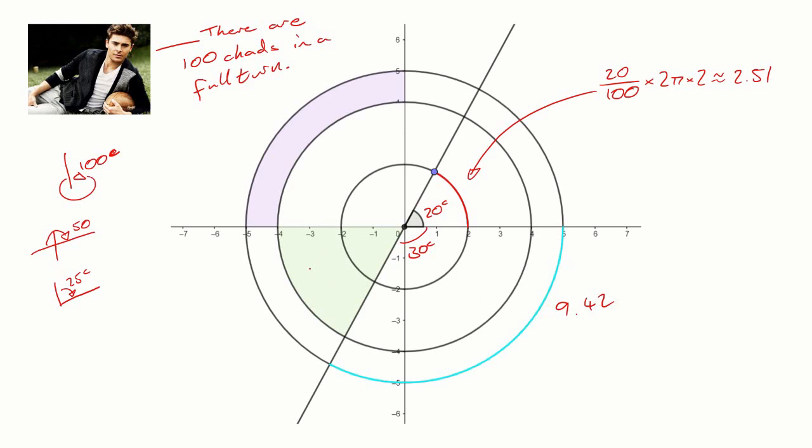The green is 10.05, using the area of a circle instead, and the purple one is 7.07 at an angle of 25 chads. You might have noticed that that's the same area as before. And maybe you've had a think about why that might be the case. Why is that one exactly the same area as when we use degrees? Have a think about that for yourself.